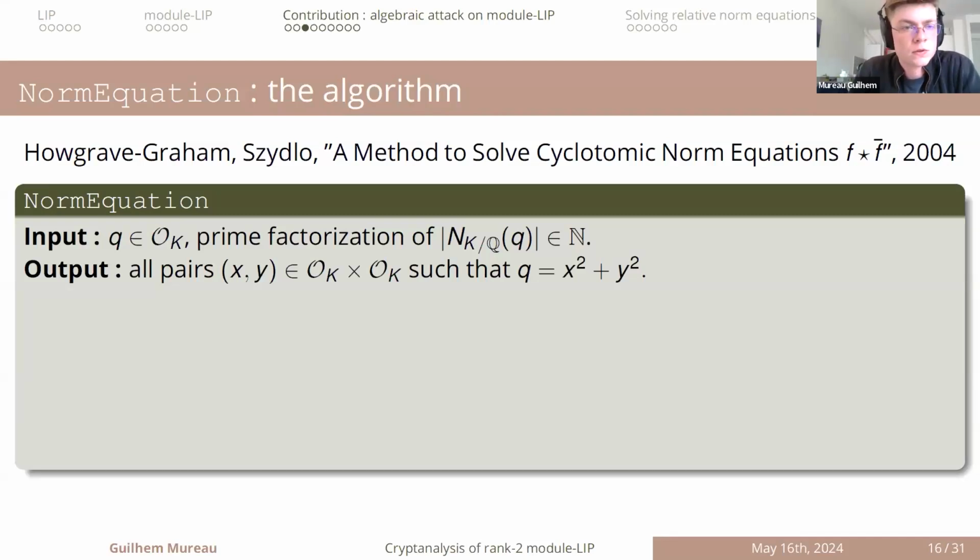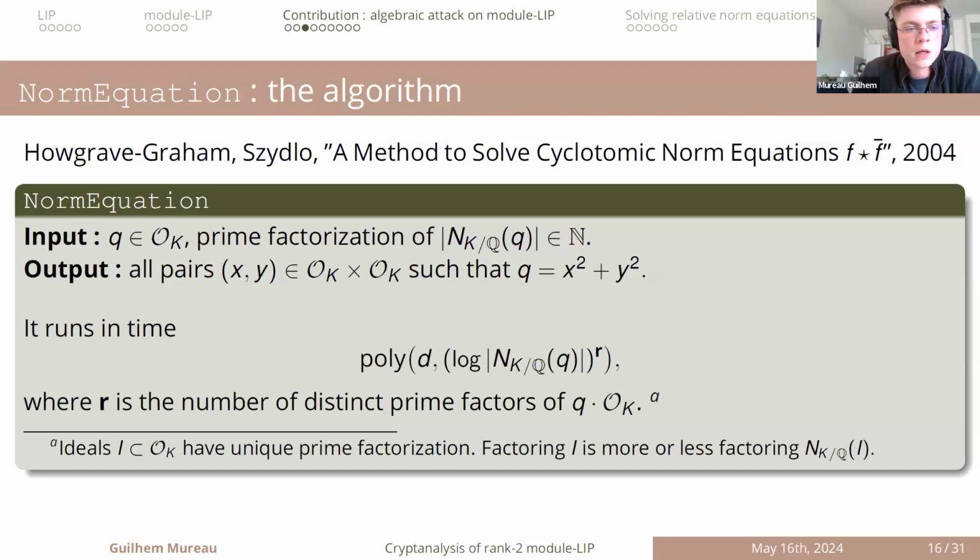So it works as follows. Given as input an element Q that we want to write as a sum of two squares, and the prime factorization of its absolute norm, the algorithm will output all elements x and y in OK such that Q is the sum x squared plus y squared. And it runs in time polynomial in the degree d of the field and the logarithm of the norm to the r, where r is the number of distinct prime factors of the ideal generated by Q.